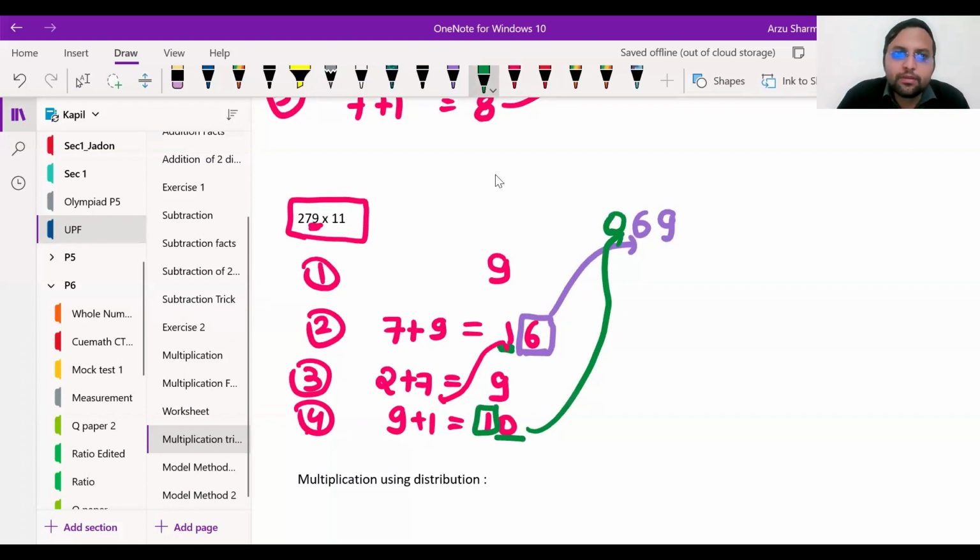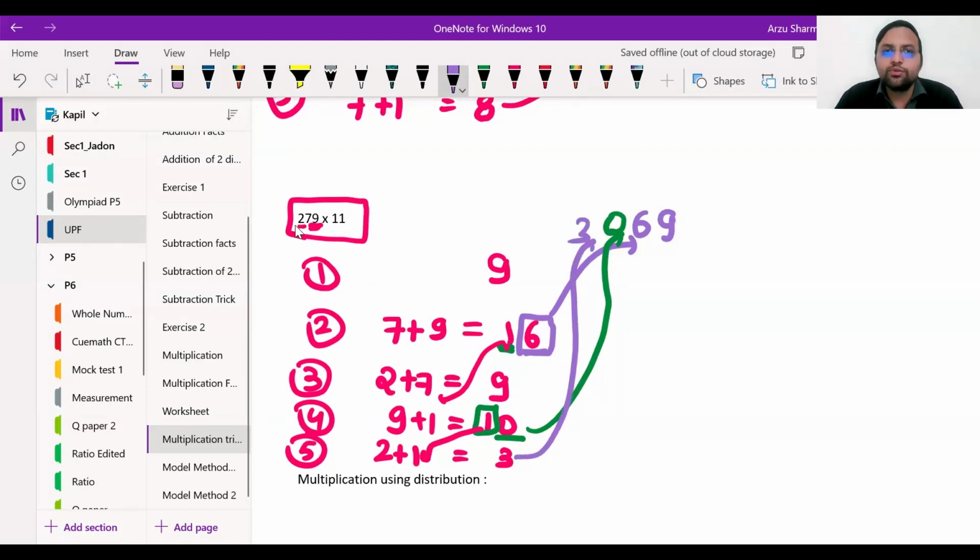In the fifth step, we will take the hundreds digit alone and add this one here. So it becomes 3, and this 3 moves to here. So the answer is 3069.